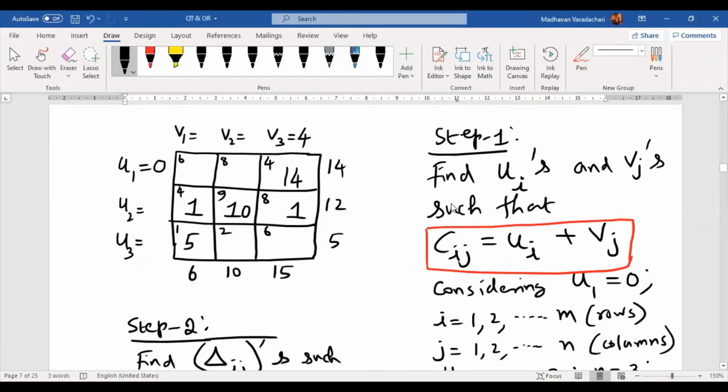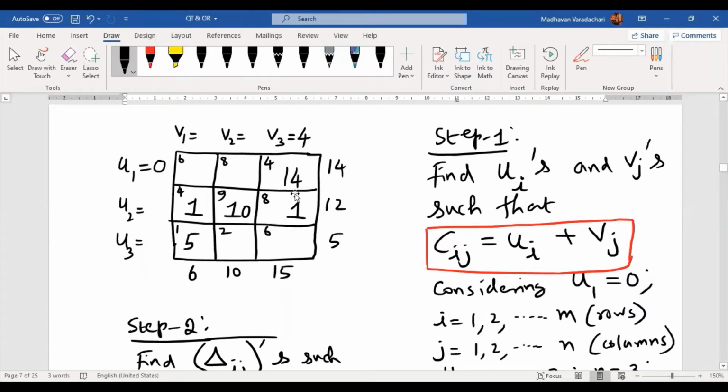Is that clear? Let me repeat it once again. I'm coming to the first allocated cell, where the 14 is. In that, I'm checking whether the u value is available. Yes, available, it is 0. The v value is available? No, it was not available at that time. But one thing I know, if I add the u and v value, I should get the corresponding cost. So u plus v3, I should get 4. Then what is that v3? It should be 4 only. That is why we wrote here 4. Clear?